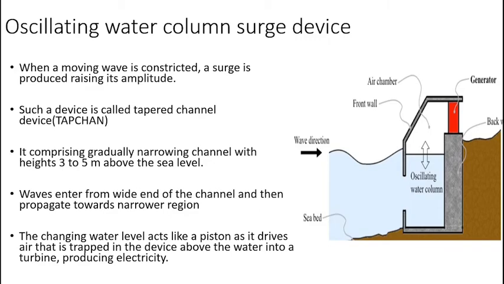At the lower portion of the wave, that is when the trough portion arrives, the height of the water column drops. At that time the air in the air chamber comes down. That again turns the turbine to generate electricity. So this is how an oscillating water column surge device operates. Okay.